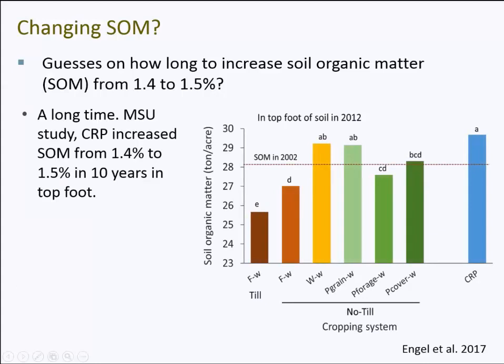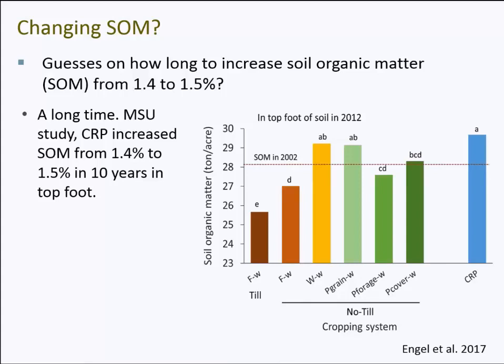This is a study done by my colleague Rick Engel showing the soil organic matter content in tons per acre in the top foot of soil in a long-term study conducted at the Post Farm near Bozeman. This shows a number of different cropping systems: tilled fallow wheat, no-till fallow wheat, continuous wheat, pea grown for grain followed by wheat, pea grown for forage followed by wheat, pea grown as a cover crop followed by wheat, and then CRP. This is a 10-year study, so in 2002 the soil organic matter was about 28 tons per acre.